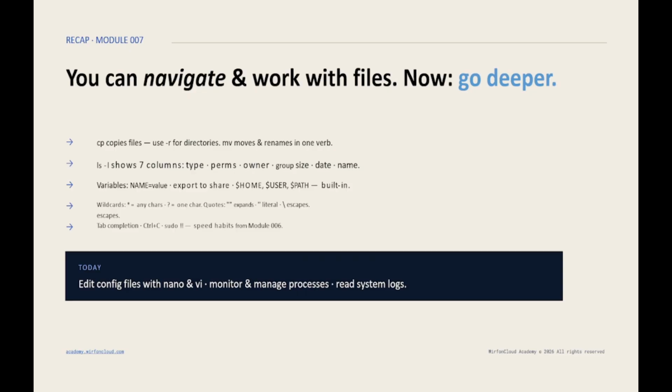Here's a quick recap of Module 006 before we dive in. 5 things you should already own. cp copies files. Use -r for directories. mv moves and renames in one verb. ls -l shows 7 columns. Type, permissions, owner, group, size, date, and name.